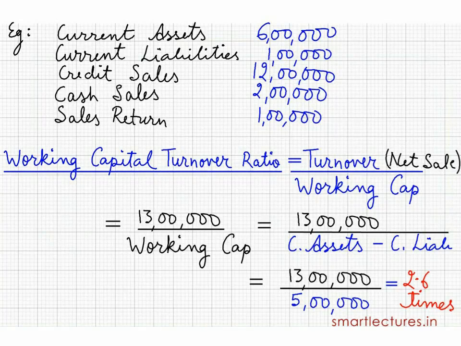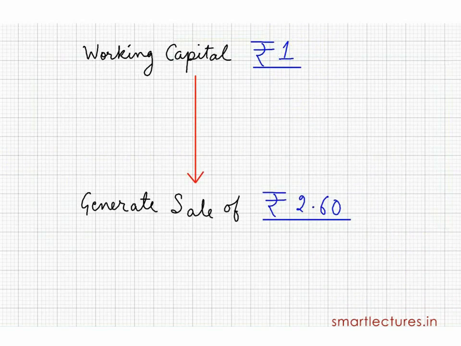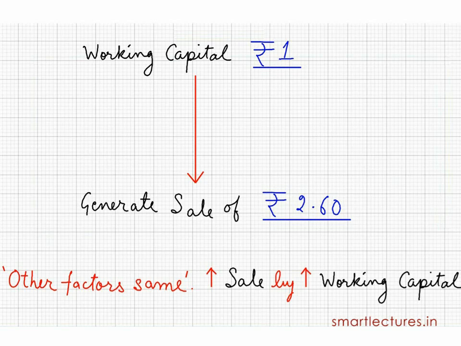In other words, if this company has got working capital of 1 rupee, it can generate sales of 2 rupees 60 paisa with the help of working capital. If other factors are same, the company can increase the sales by increasing working capital. If other factors are same.